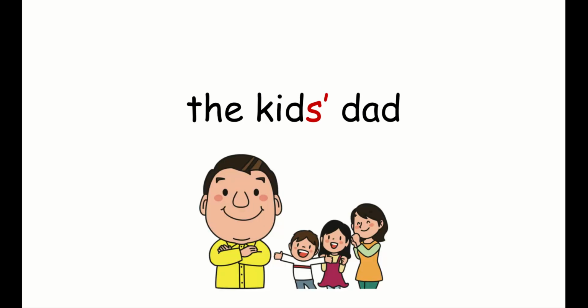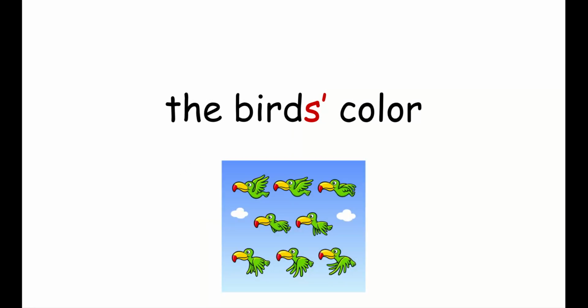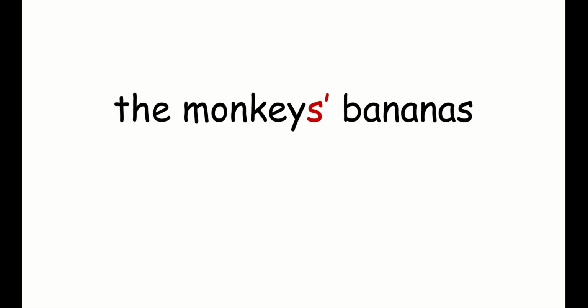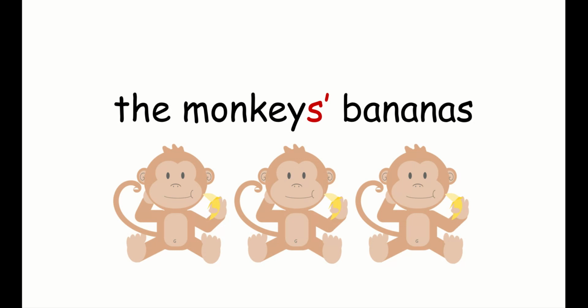If more than one person owns something, you're going to use S apostrophe in English. So the kids' dad means that the dad belongs to the kids. And the birds' color, the color belongs to several birds, which is why we put the apostrophe after the S. And then we've got the monkeys' bananas, which means the bananas belong to several monkeys. So we've used the apostrophe S, but now you can also use the word of in English.